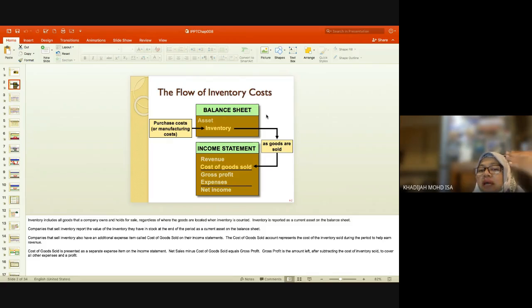At the same time, under perpetual, you're also going to record cost of goods sold whenever there's a sale. Whenever you have sales, it is at the selling price, but you also have to take note of how much is your cost of goods sold. So you want to identify how much is your sales and how much is your cost of goods sold. That's why this topic will help you to compute your cost of goods sold based on the inventory movement.